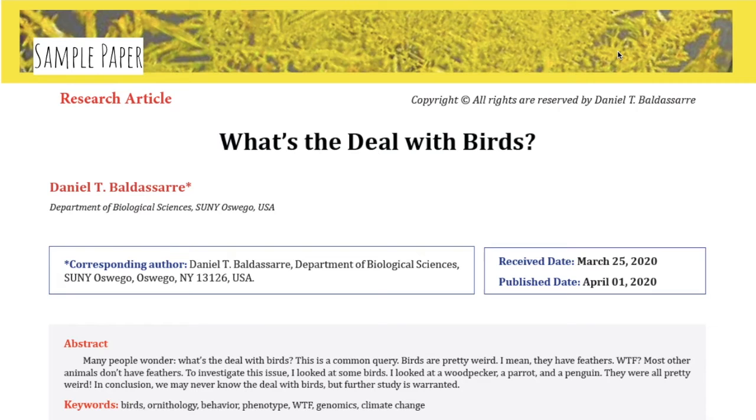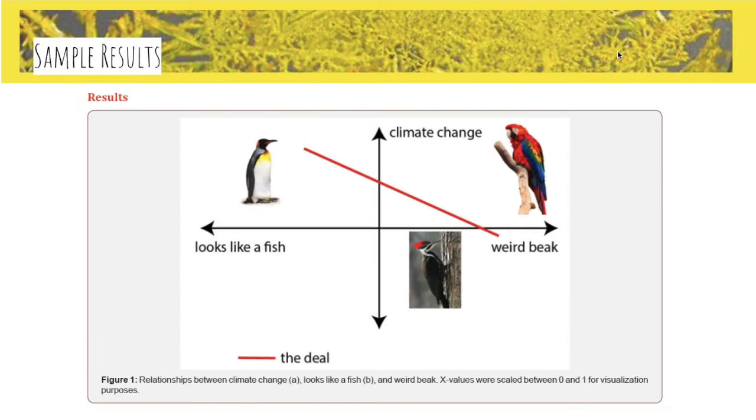Now here's just a sample paper that I found. It's a bit of a joke paper called What's the Deal with Birds? But we're just going to have a look at the results section of this and pull out the features of what you should include. And I'll also point out some of the things you should avoid.